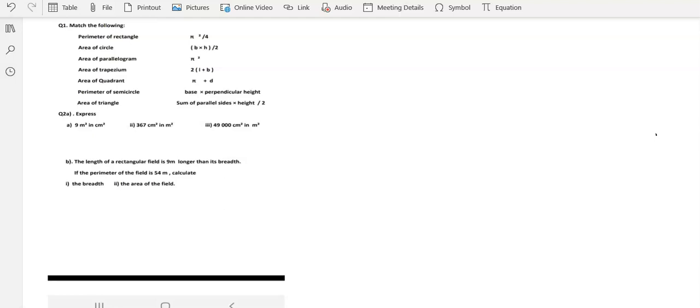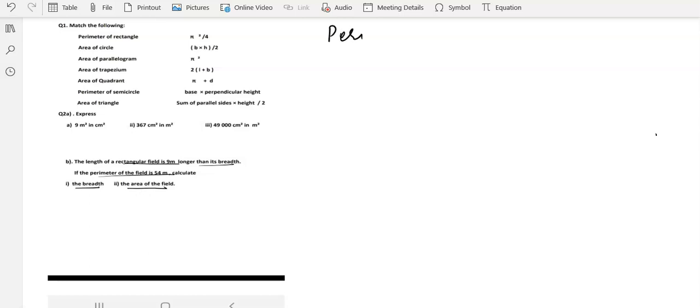Now we'll discuss part B of question number 2. Part B states the length of a rectangular field is 9 meters longer than its breadth. If the perimeter of the field is 54 meters, you have to calculate the breadth and then the area of the field. In this question, first of all, you should understand what is given to you.